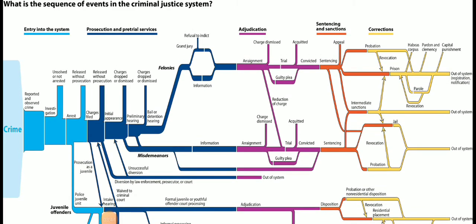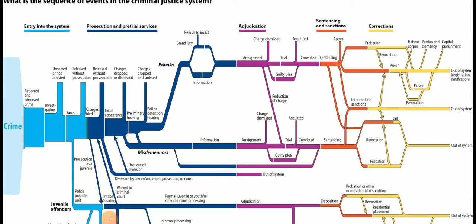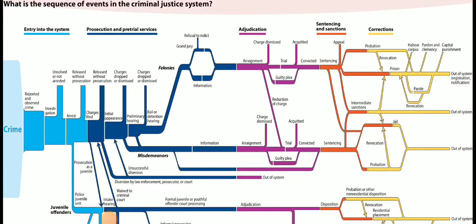There are 5 parts. Number 1, entry into the system. Number 2, prosecution and pre-trial services. Number 3, adjudication. Number 4, sentencing and sanctions. Number 5, corrections. These are the events in the criminal justice system. Start from the beginning.